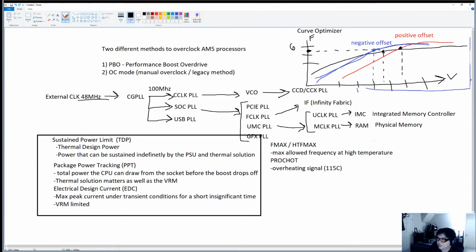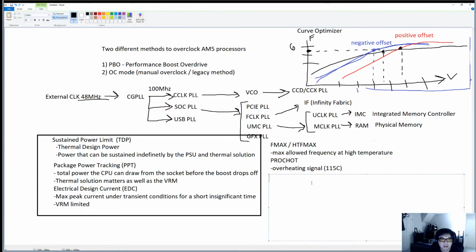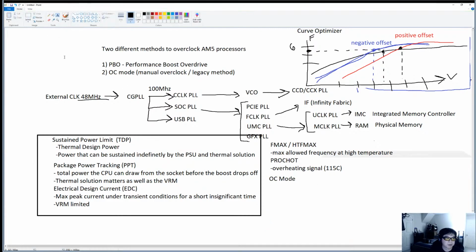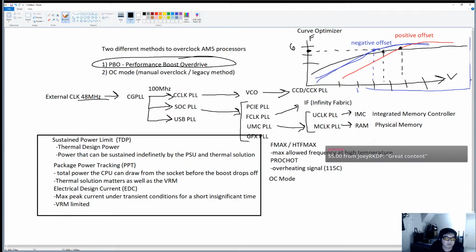Hopefully this kind of illustrates the concept. The last thing I do want to talk about briefly is OC mode, or the manual overclocking mode. So this is kind of a carryover from the early days of Zen 1. So OC mode is kind of my second topic that I wanted to discuss here. I did say that PBO is precision, did I say performance boost? Precision Boost Overdrive is essentially the primary way that you're going to overclock these CPUs.